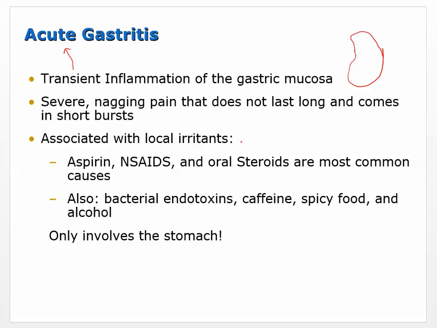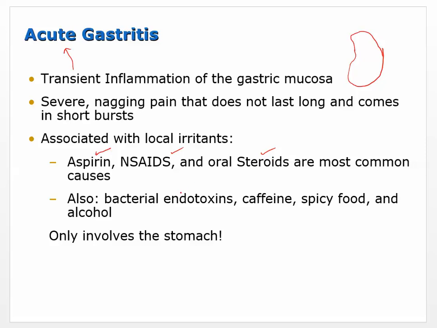Associated with local irritants, so aspirin is known to cause this. Acetylsalicylic acid is what aspirin pretty much is, and that can cause irritation of the stomach directly. NSAIDs can cause irritation through various ways. Oral steroids can do it. These are the most common. So drugs a lot of times can cause stomach upset. They talk about stomach upset.